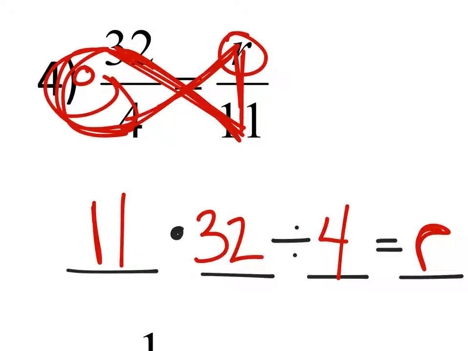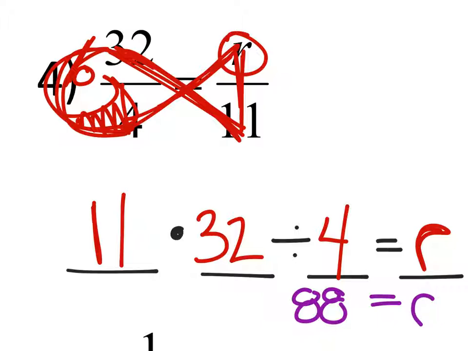Some people like happy fish. Some people like happy piranhas. Some people like angry piranhas. You just never know, okay? But in any case, this is something I could plug directly in my calculator. And when I do, looks like I should get 88 equals R. So again, you do 11 times the 32, and then divide by the 4.